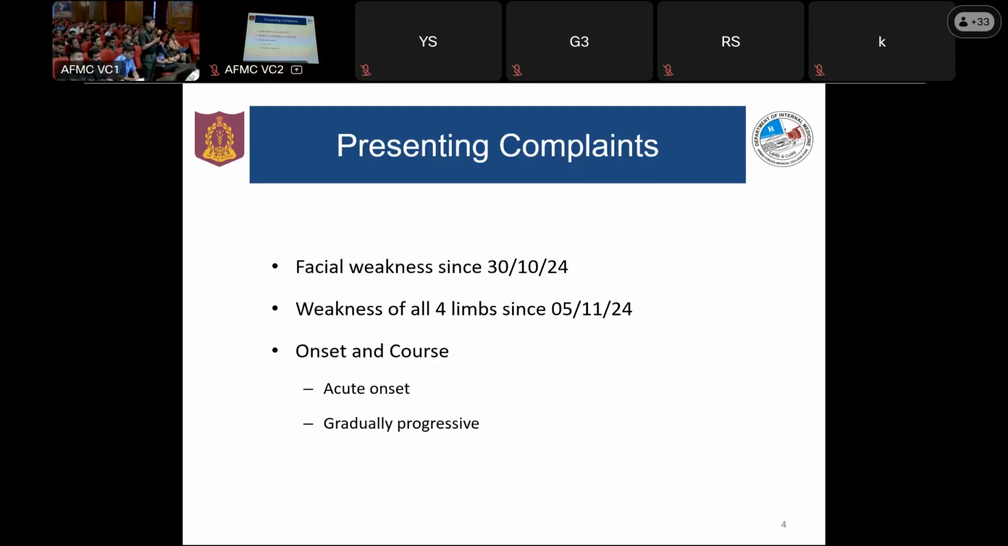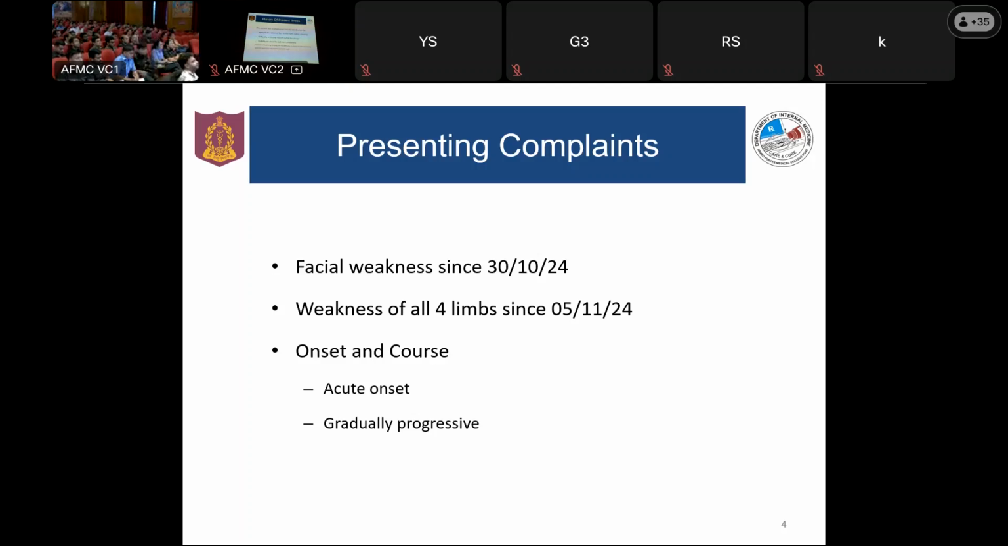For example, weakness of limbs can be due to parasagittal meningioma. It can also be due to GBS. It can also be due to poliomyelitis. So, what the lesion is defined by what is the onset and course. Thank you.